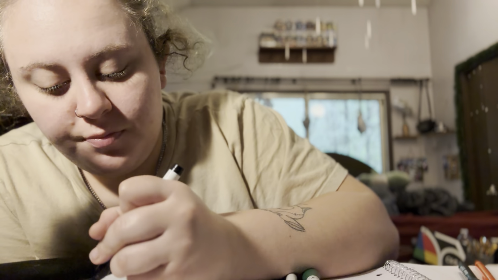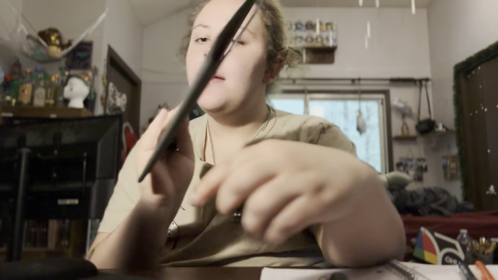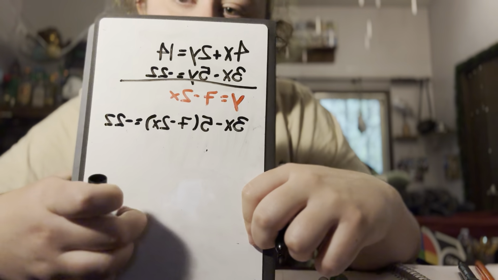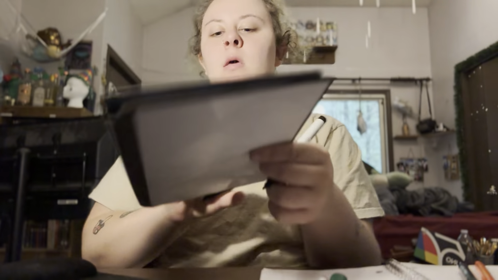What are we going to write down? 3x minus 5 times 7 minus 2x equals negative 22. And by times, I mean in the parentheses. So, okay. So now, what's the first thing we do? The parentheses again.